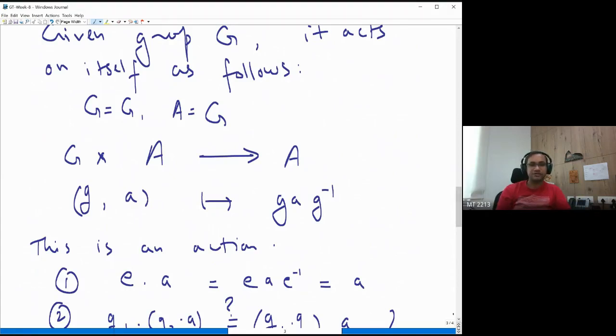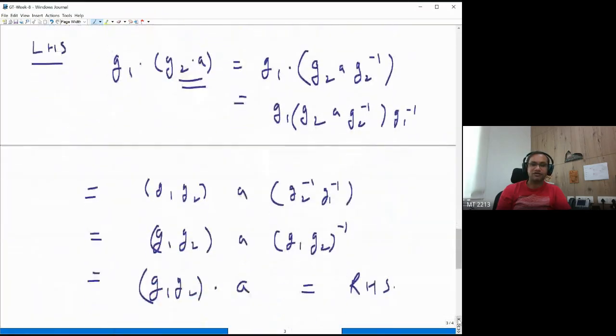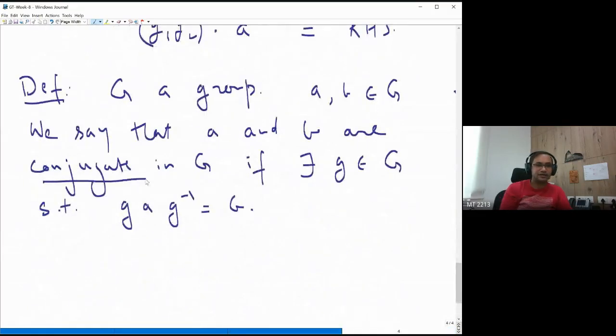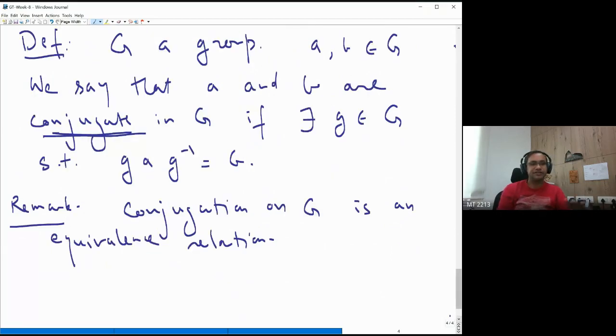So I'm just trying to think of this in two different ways. One is that I can directly define on the group G what is the meaning of conjugation. Remark: conjugation on G is an equivalence relation. So I could have as well started just simply with this definition and checked that this is an equivalence relation and then gone ahead, right?